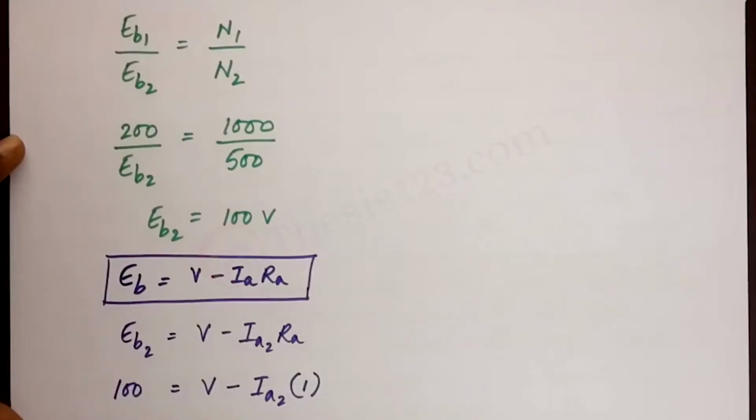So here our equation becomes 100 is equal to V minus IA2. Let's call this equation 1. Okay, so I'll solve the rest of it on the other side over here.